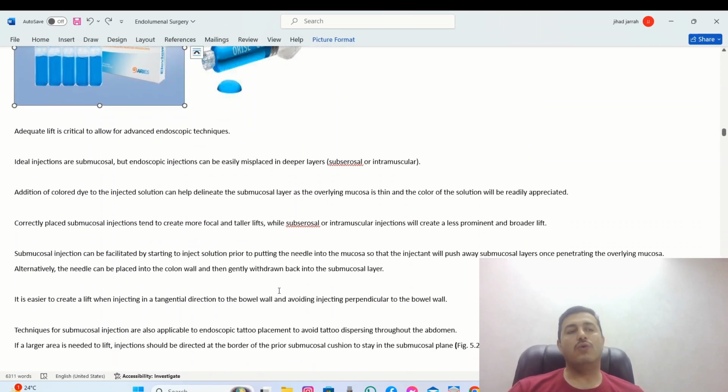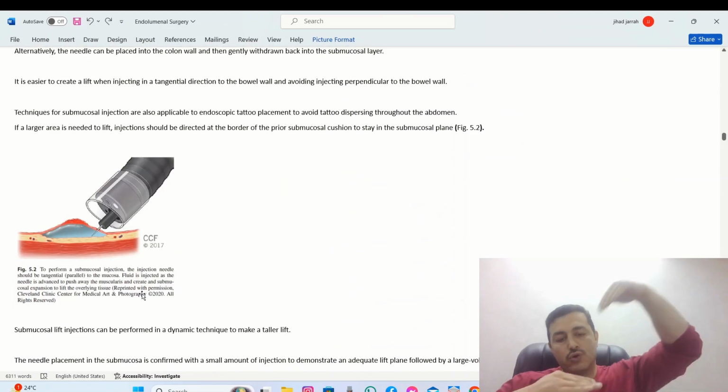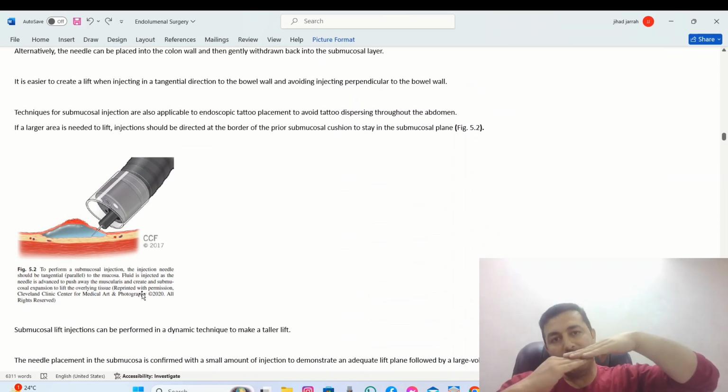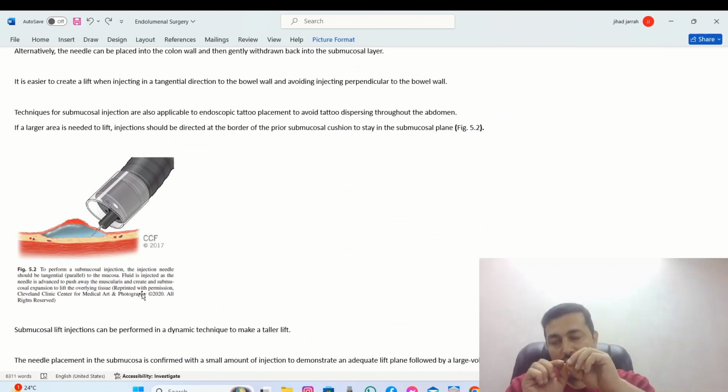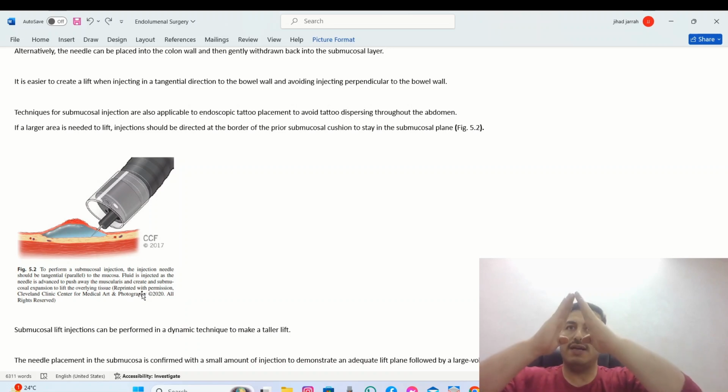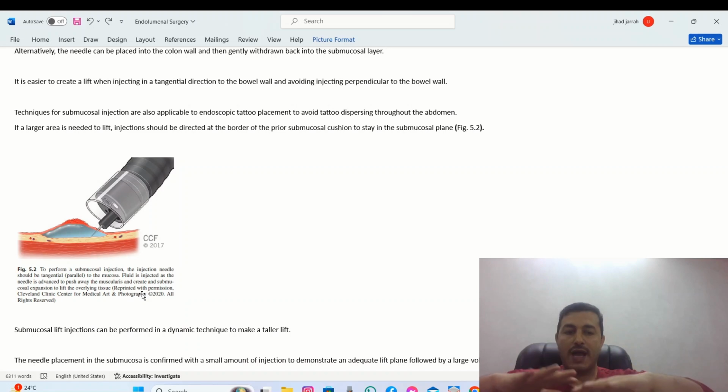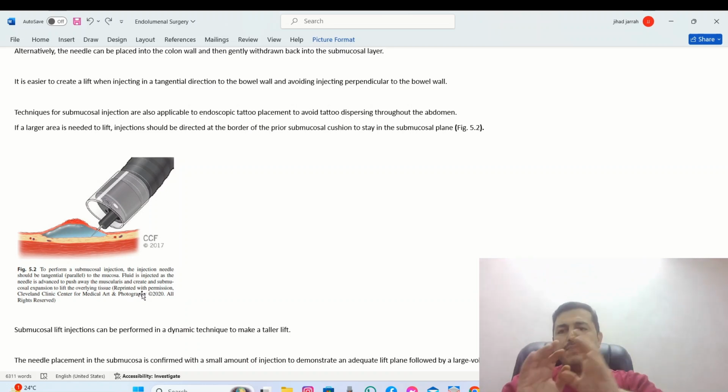The technique of how to inject, actually I don't want to go into detail, but we use the tangential technique. We do not go perpendicular, we go parallel, and we inject slowly at the beginning to achieve a tall and focal elevation. If it isn't tall and separate, and is spread all over, then you are not in the correct space. The same principle of tattooing also applies here.